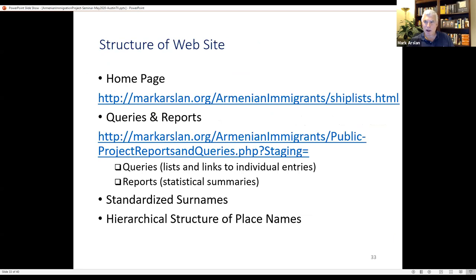So let's talk about what this thing actually looks like. There are two pages. There's the home page, and that's the link to the home page. And when you get the PDF file, you should be able to click on this and go right to the home page because I've got a hot link there. This basically describes the project, talks about all the different sources, and gives some historical context. But the meat of it really is in the queries and reports, which is all the data that I've abstracted. So this is where you do all the searches.